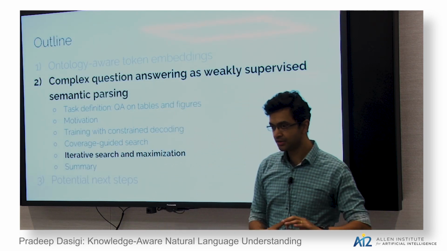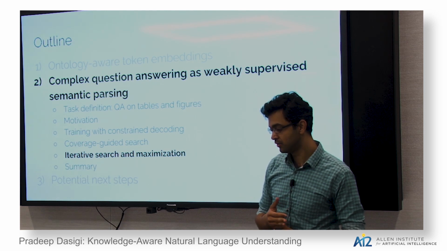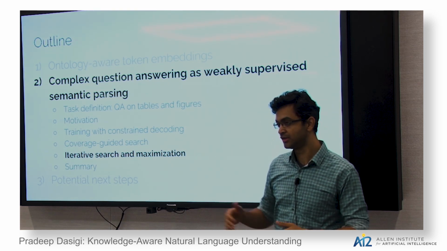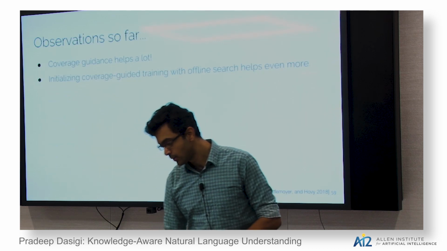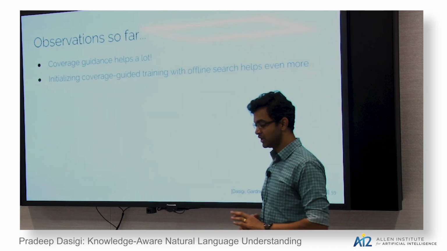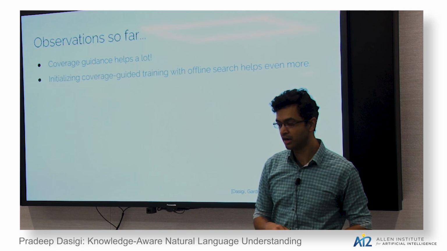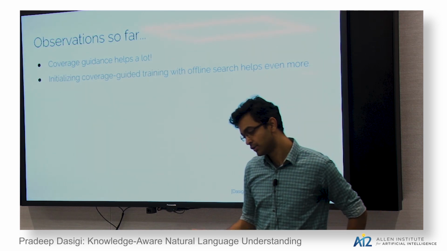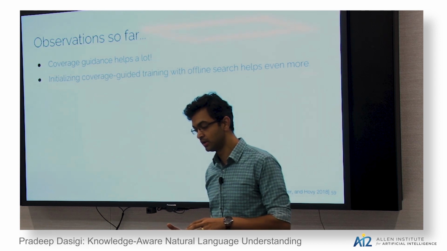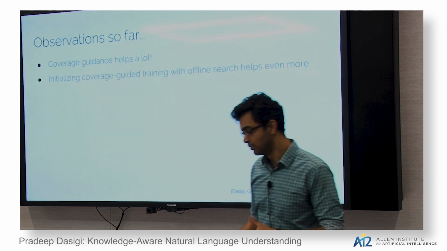Right. So that's the first technique for dealing with spuriousness. Now I'll talk about the second technique, which is iterative search and maximization. Based on the results that I've just shown, the observation so far is that coverage guidance generally helps a lot. And also initializing the coverage-guided training with offline search helps even more.